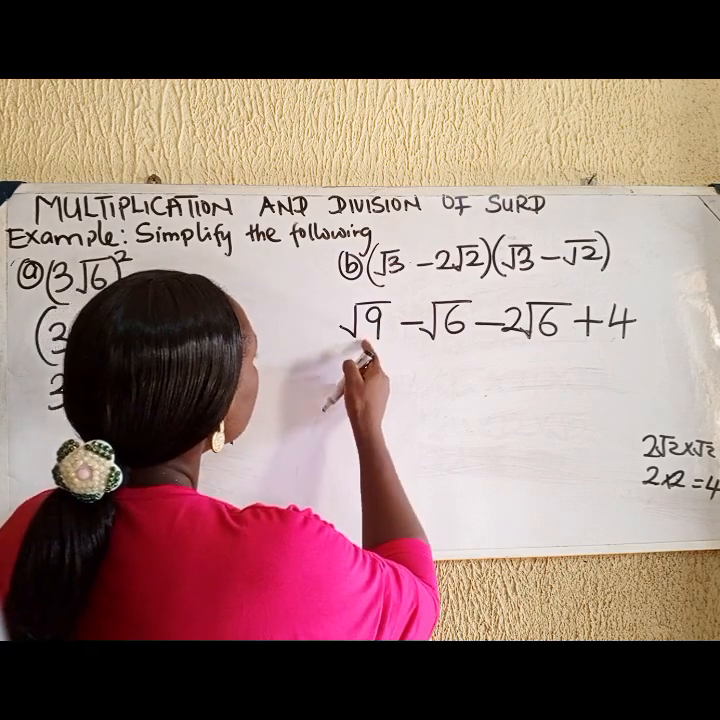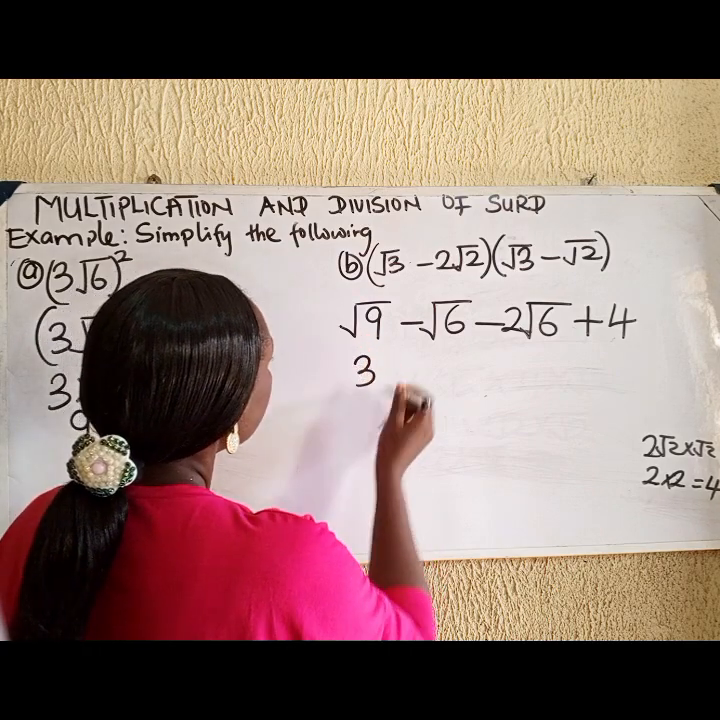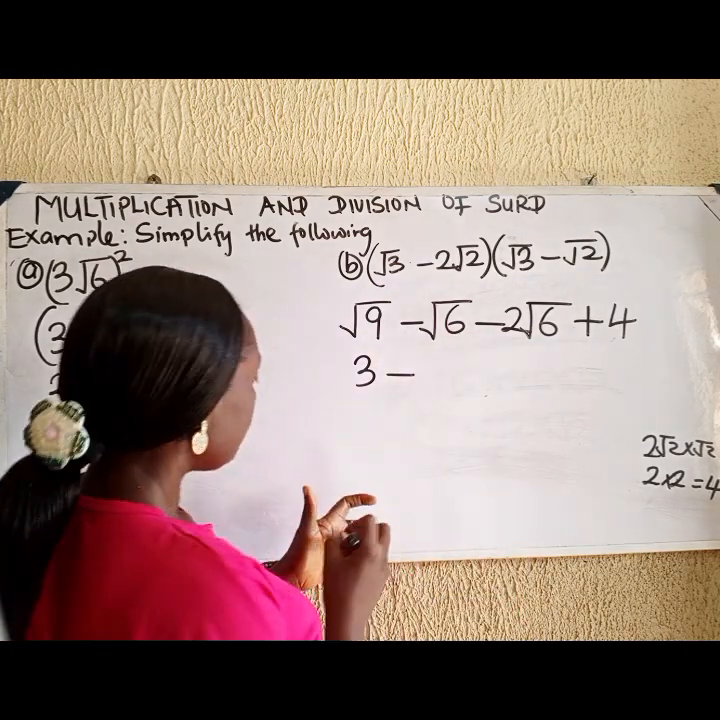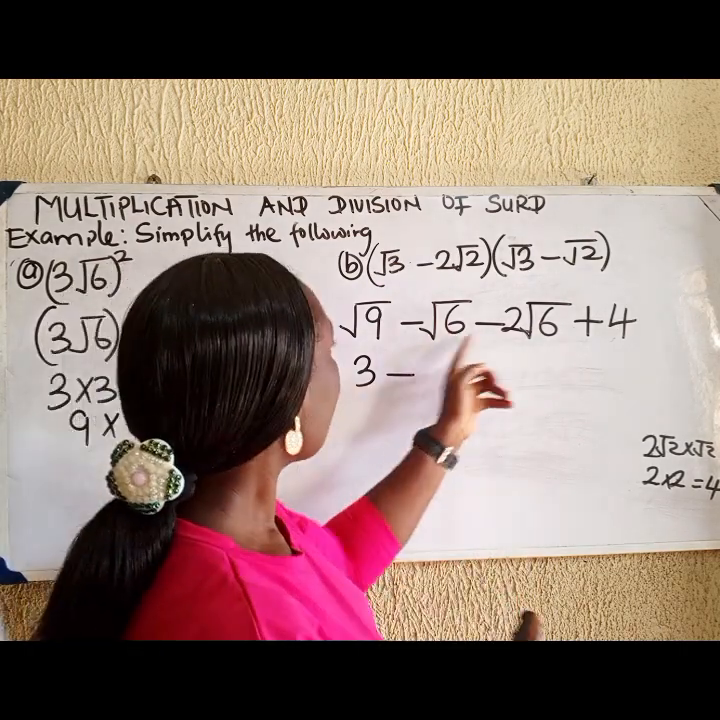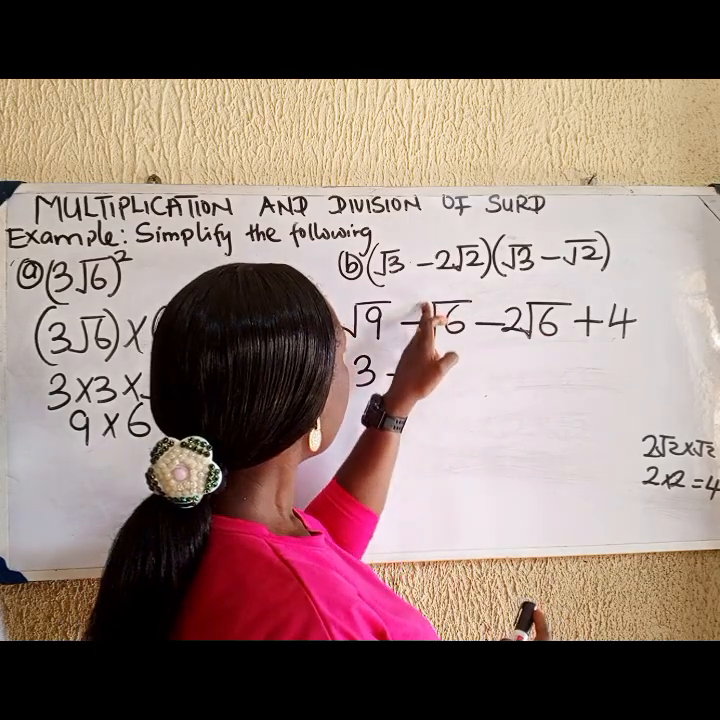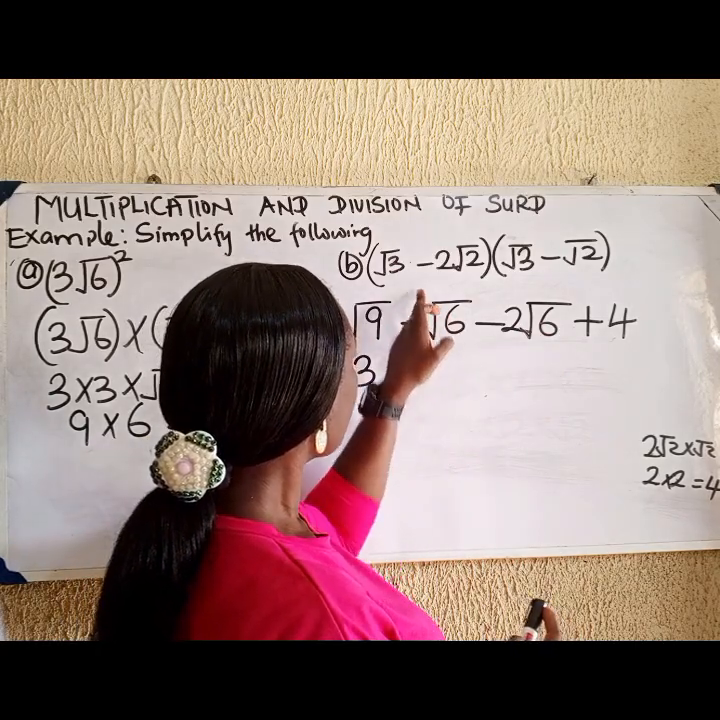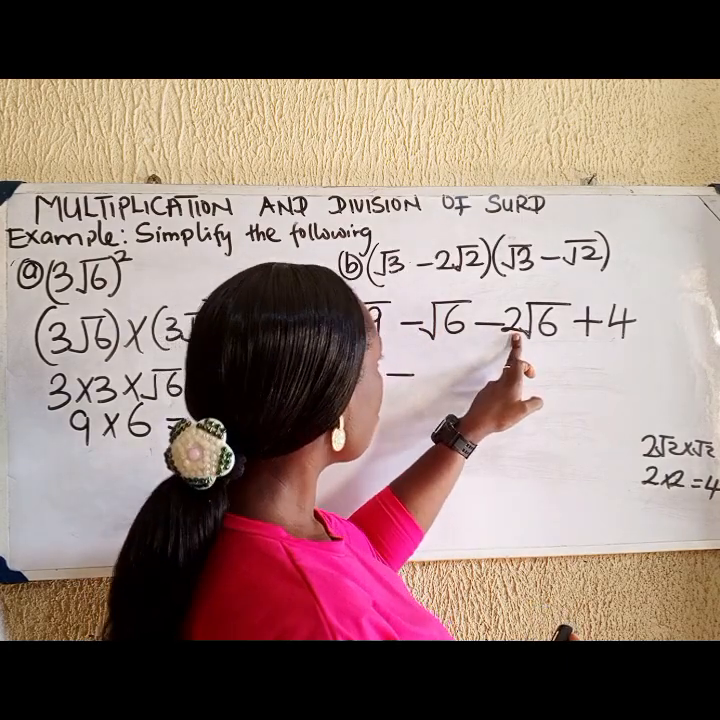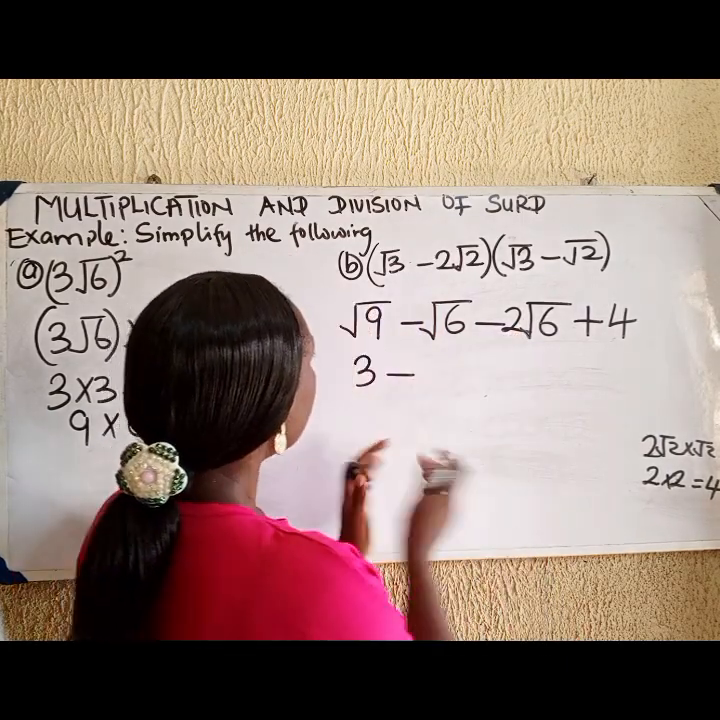Now, square root of 9 is 3. Minus, look at these two surds. You can see that they are like surds. The coefficient of this one is 1, and the coefficient of this one is 2. So we are going to put them together.